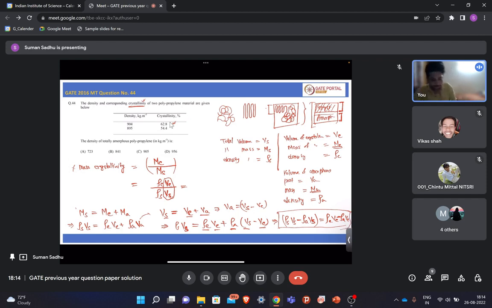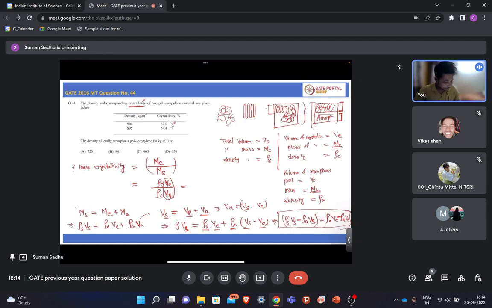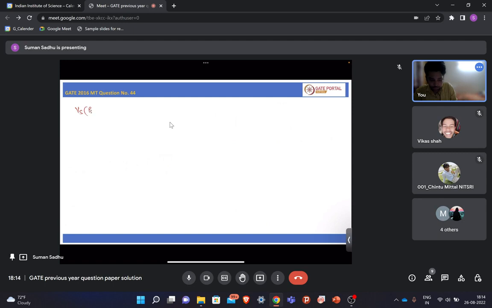now we can take VS common from here, so it will be rho S minus rho A is equal to, we can also take common VC here, and then it will be rho C minus rho A. So now we can get the ratio, VS by VC is equal to rho C minus rho A divided by rho S minus rho A.